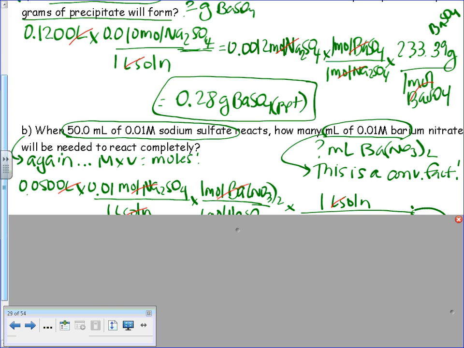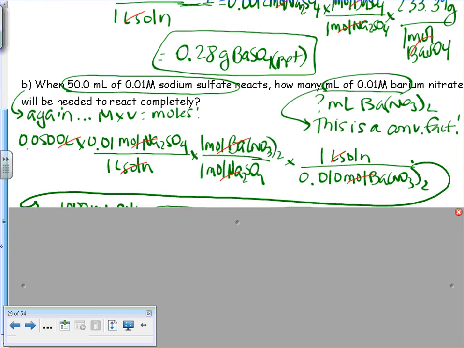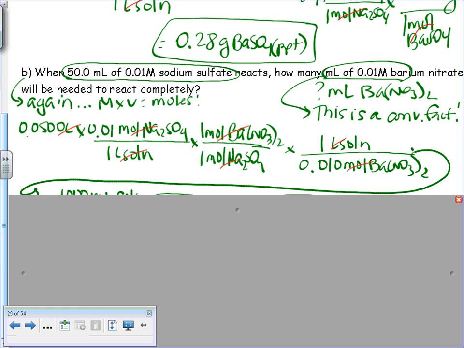So looking here, again we have M times V. So here's my V, the 50 milliliters in liter form. My molarity of moles per liter, and this is of sodium sulfate. And just like you told me, that got me to moles. But I don't have to stop at moles. I can just keep proceeding through my stoichiometry. And this mole ratio came from where? 1 to 1, the equation, right? And that gets me to moles of barium nitrate.